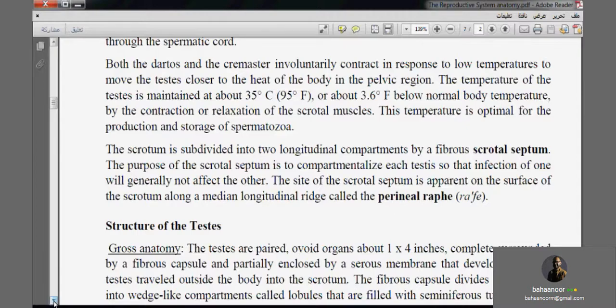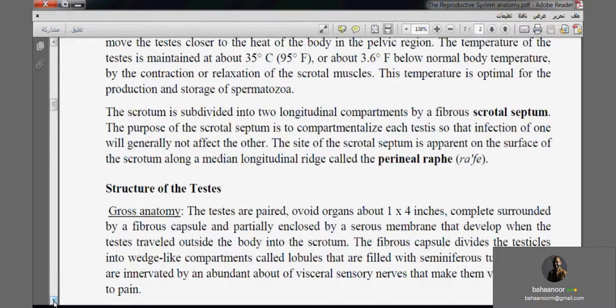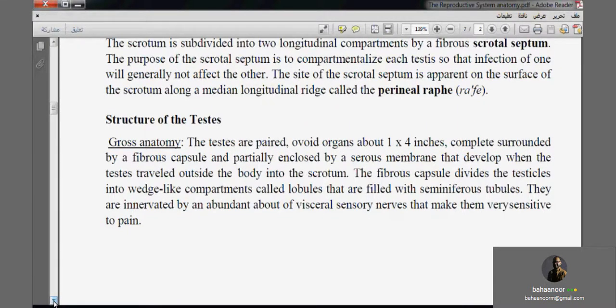Structure of testes. Gross anatomy: the testes are paired ovoid organs, about 1 × 4 inches, completely surrounded by a fibrous capsule and partially enclosed by a serous membrane that develops when the testis travels outside the body into the scrotum.